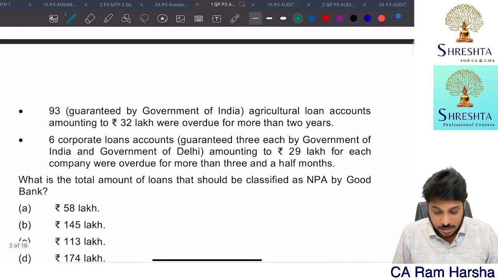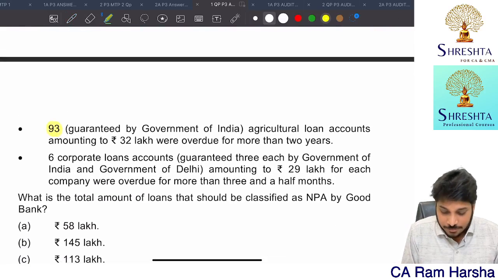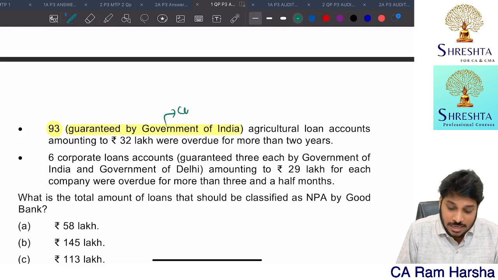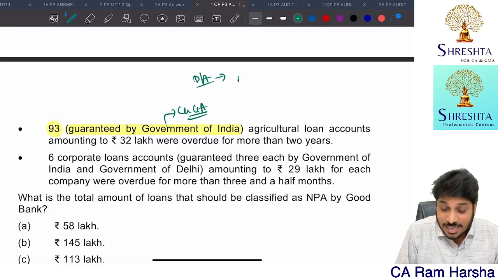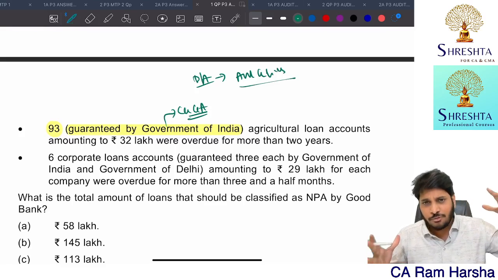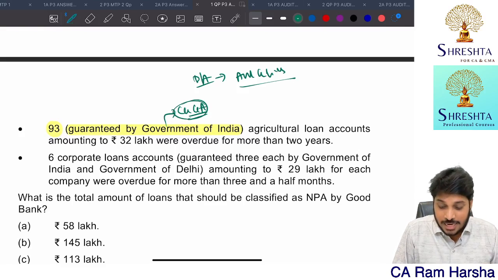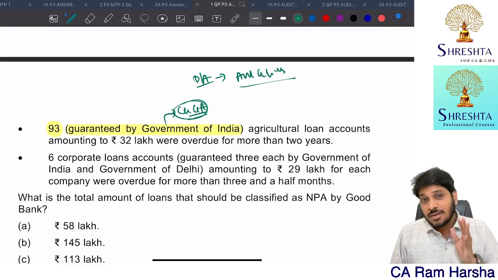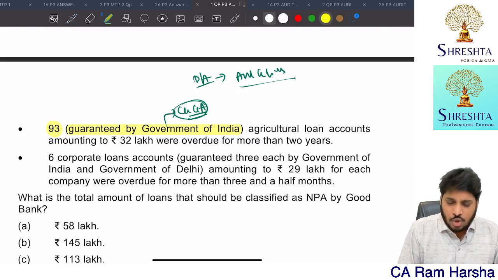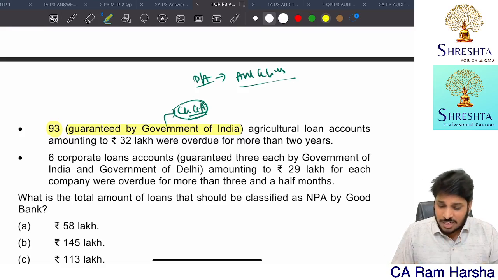Fine. Look at 93, guaranteed by the Government of India. This is central government guaranteed advances. If you are reading the bank audit chapter, inside that, in audit of assets and audit of liabilities, there is a big discussion of some 4 or 5 pages on central government guaranteed advances. Okay, let's look at the statement and then interpret.